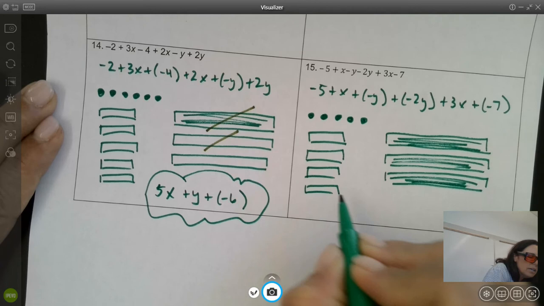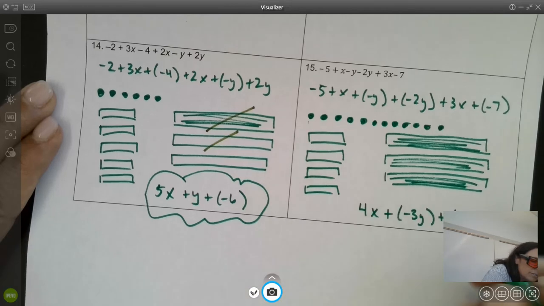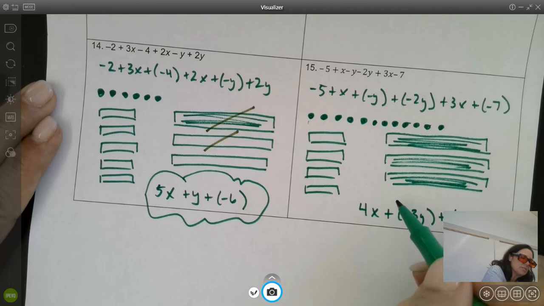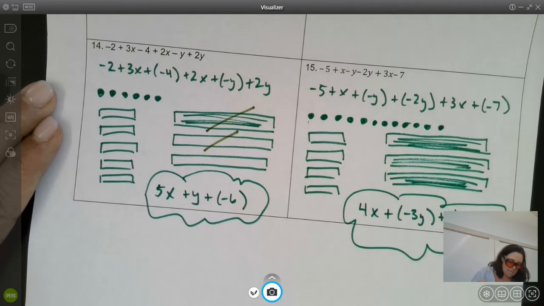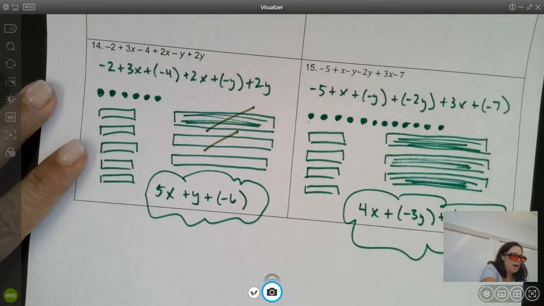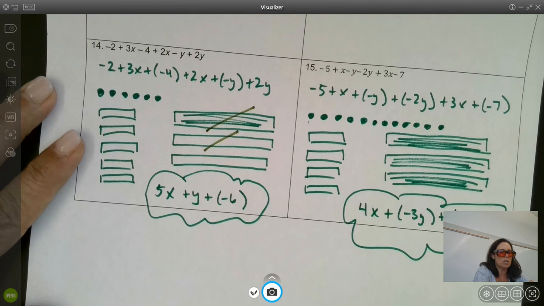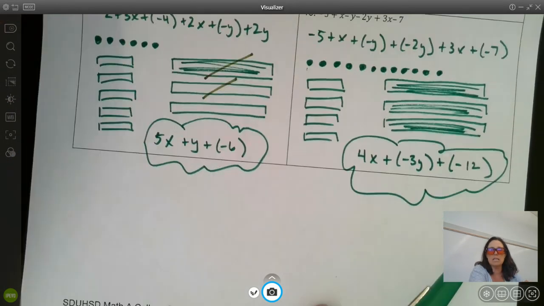All right, no zero pairs. I've got 4x plus 3 negative y's plus 12 negative unit tiles. Okay, so there's my answer for that one. Let me push it up so you can see that negative 12.